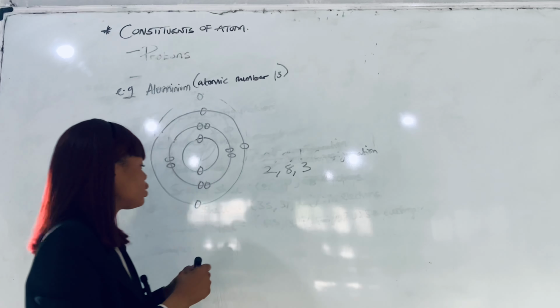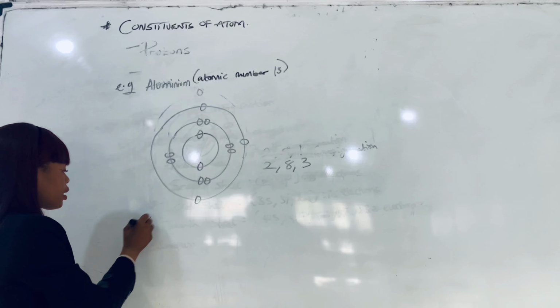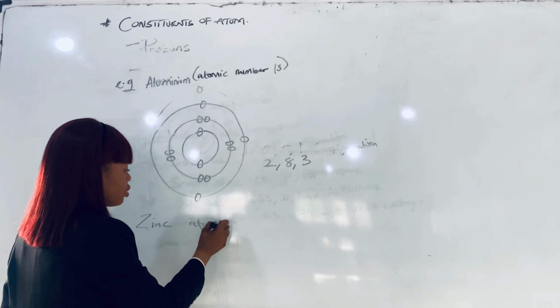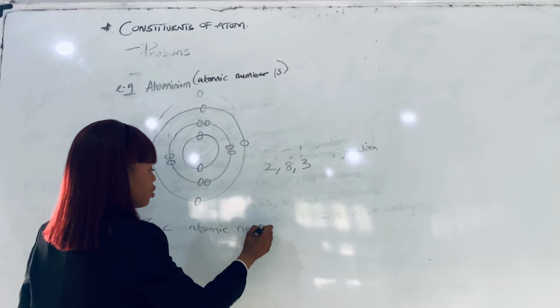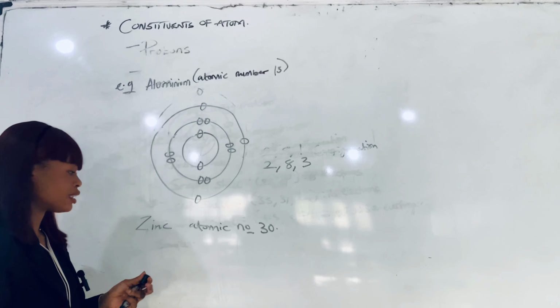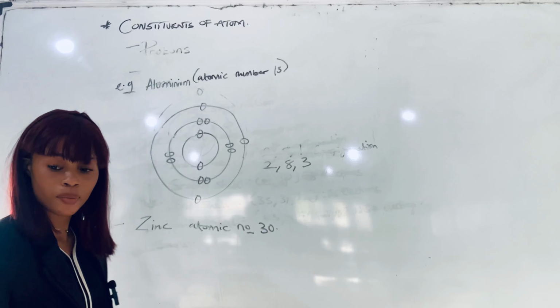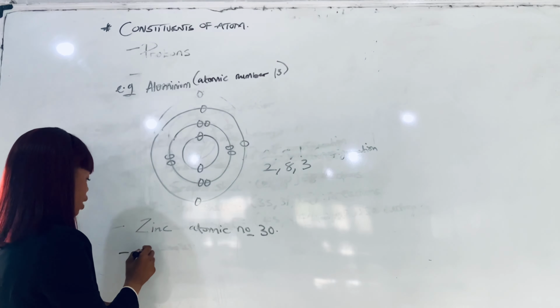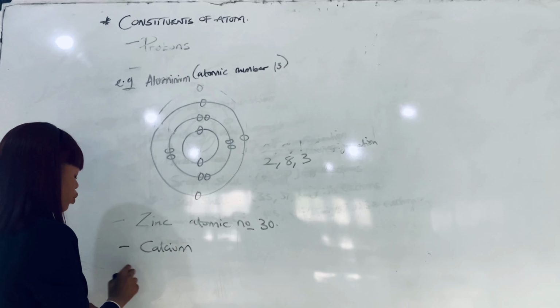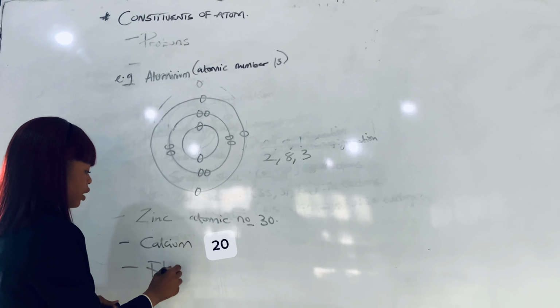So you can also do the same for zinc. Zinc has an atomic number of 30. So take this as a class exercise. Do the same for zinc. Do the same for calcium. And of course do the same for fluorine.